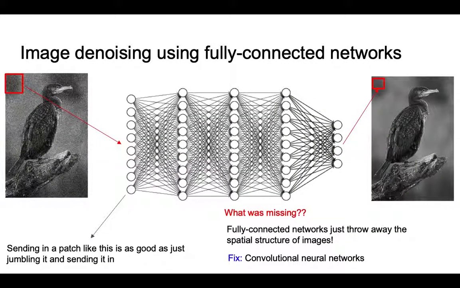They just treated the whole patch as a fully connected layer. It's just as good as jumbling all the pixels and sending them in, because it's fully connected and every node is connected to the other. So what they were missing was the whole spatial structure of the image. They didn't consider the image as an image. They considered a set of values, and then they just did some denoising. So one major thing that fully connected networks lack is this spatial structure, which is brought in by convolutional neural networks.